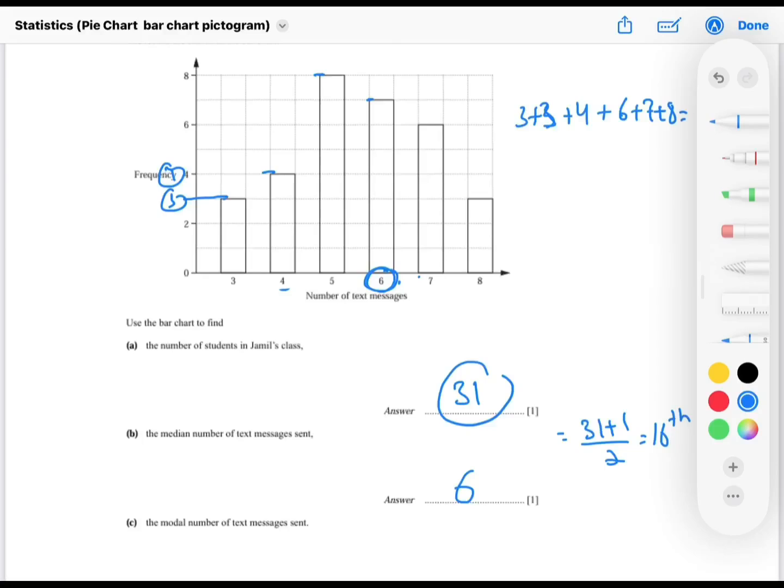Now the last measure is the mode. Mode is basically the highest frequency. So the highest frequency is 8, and this is how many messages? 5. So the answer will be 5.